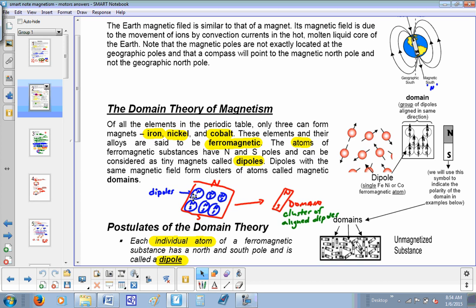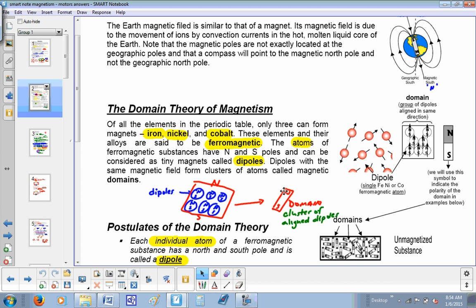And what happens with these dipoles, for example, here I've got a cluster of them, they like to arrange themselves in a certain order so that they're all kind of facing the same way. So when you have a whole bunch of these atomic dipoles all facing the same way, we call that little cluster a domain. And the domain will have a north end and a south end that corresponds to the north end of the dipoles and the south end of the dipoles. So remember, make sure you know the difference between an atomic dipole, a single atom, and a domain, which is a cluster of aligned atomic dipoles.